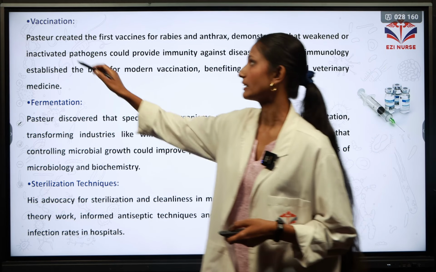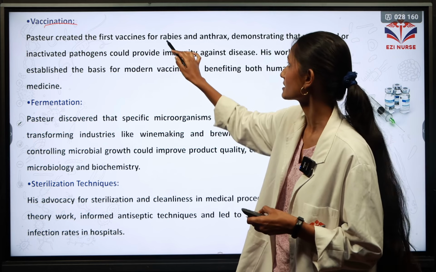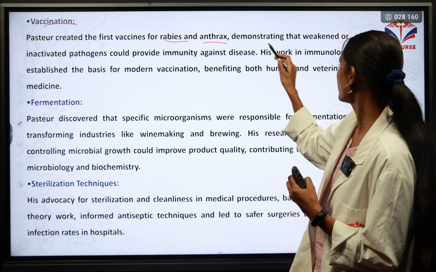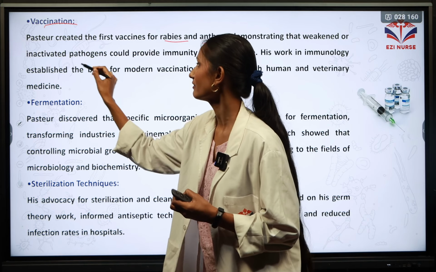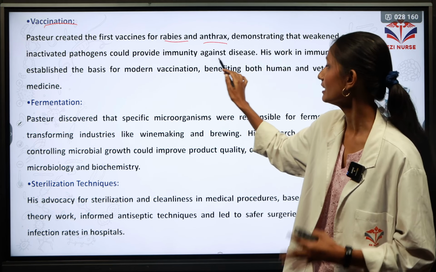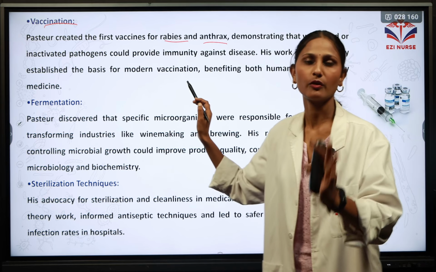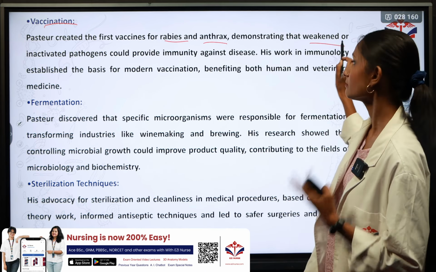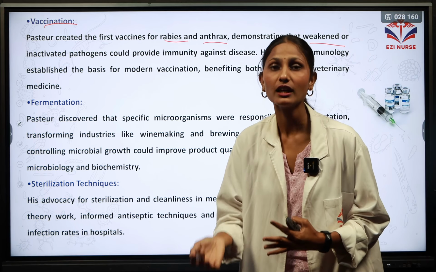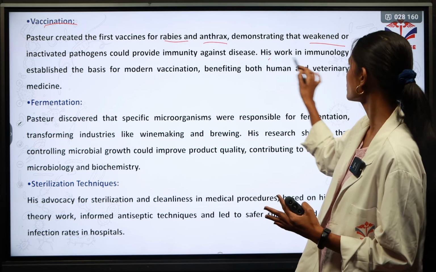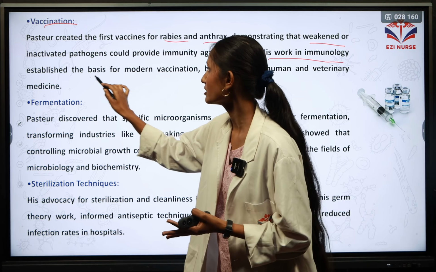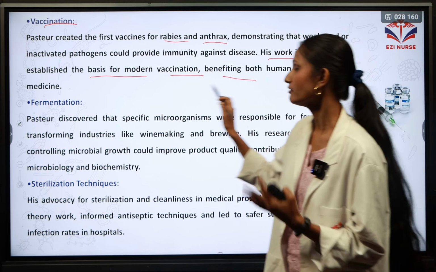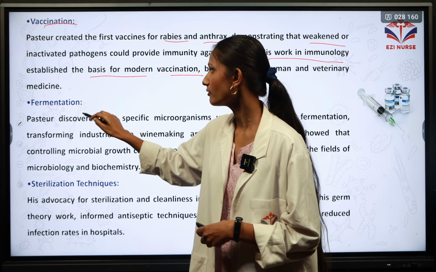Next one is vaccination. Vaccines against rabies and anthrax were developed by Louis Pasteur, demonstrating that weakened and inactivated pathogens could provide immunity against disease. He was the first to show that inactivated as well as weakened pathogens can provide immunity in the human body. His work in immunology established the basis for modern vaccination, benefiting both human and veterinary medicine.